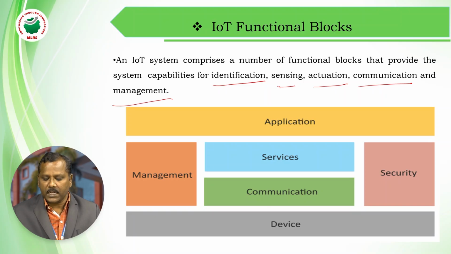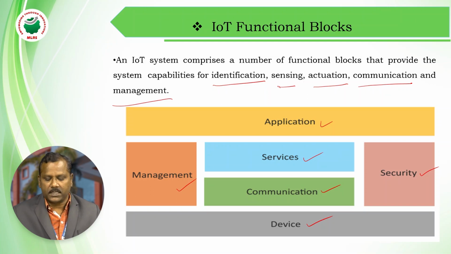This is a simple diagram of the IoT functional blocks. The major blocks are the device, communication block, services block, and security block. The next one is the management block, and the final one is the application block. So these are the different functional blocks available in an IoT system.